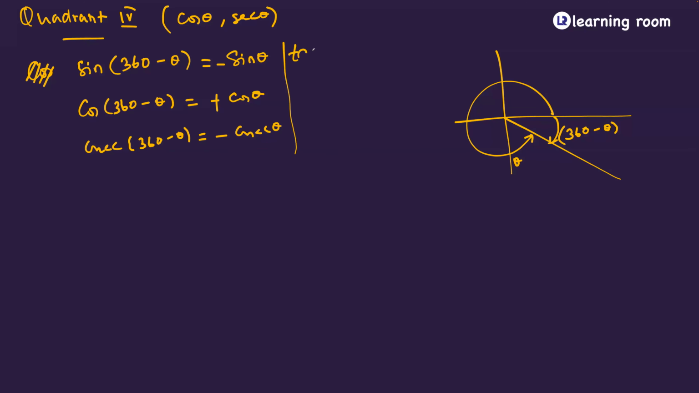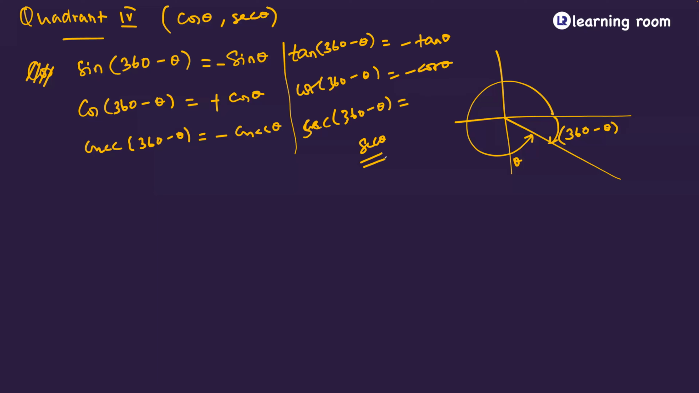So what will you get? Tan of 360 minus theta is minus tan theta. Cot of 360 minus theta is minus cot theta. Secant of 360 minus theta is equal to secant theta.